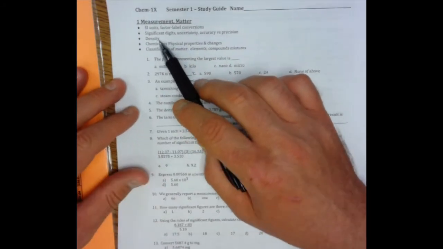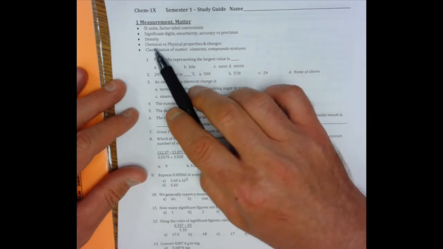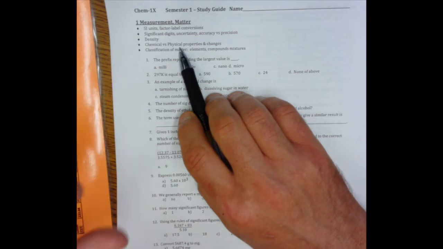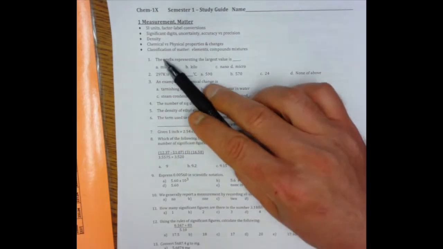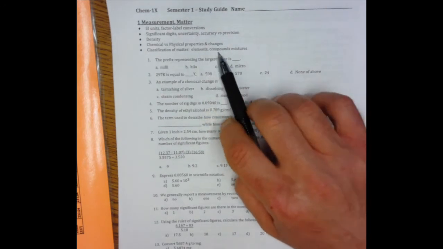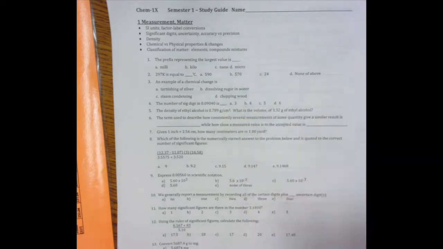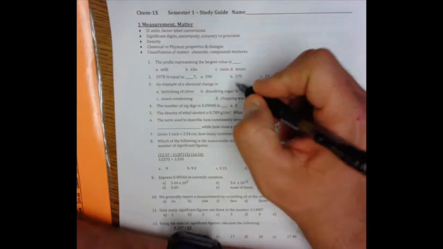Density: how much matter is in a space. Chemical changes a substance; physical does not change the actual compound formula. Classification of matter: elements, compounds, pure substances, and mixtures, which is when you take these and mix them together. So let's take a quick look.